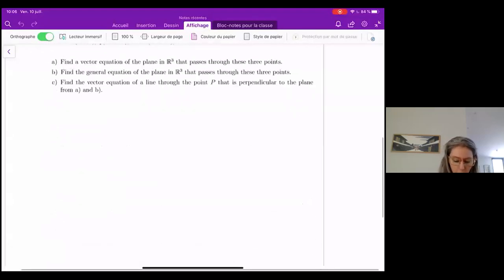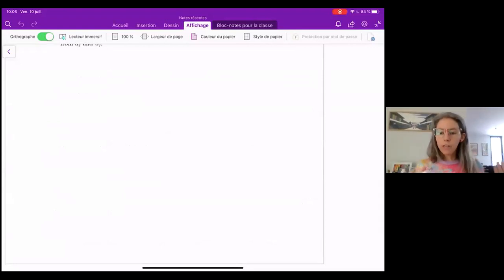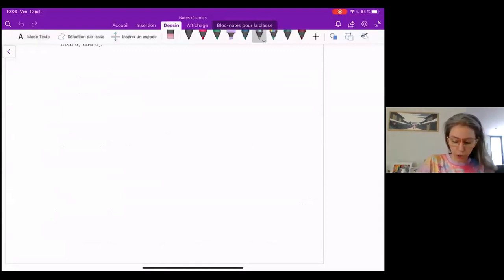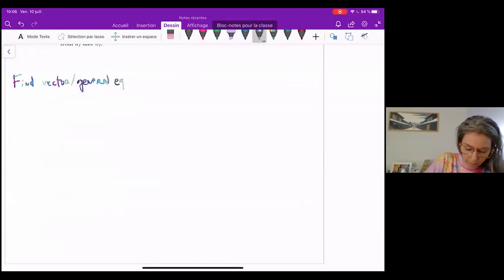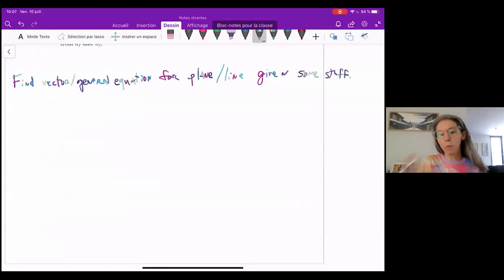The first thing that we're going to do before we even really look at these problems is think about what type of problem this is. Each of these equations of planes and lines problems is saying, find either the vector equation or the general equation for some plane or line, given some stuff. So maybe that stuff is another line and we want it to be parallel to that line, or we want it to be perpendicular to that line.